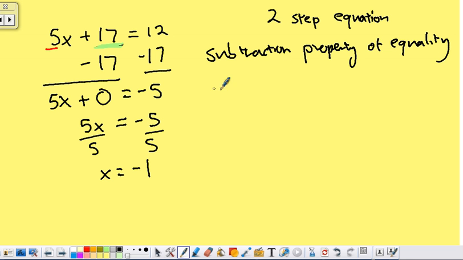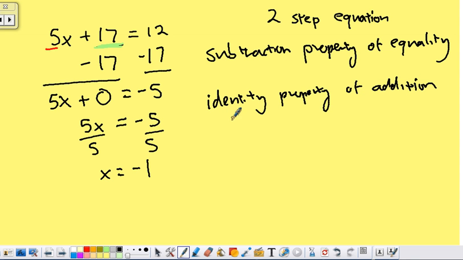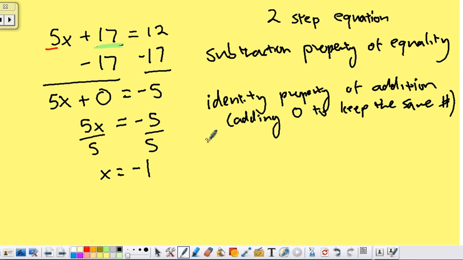This property right here is the identity property of addition, because I'm adding 0 to keep the same number. And then finally, this is the division property of equality.